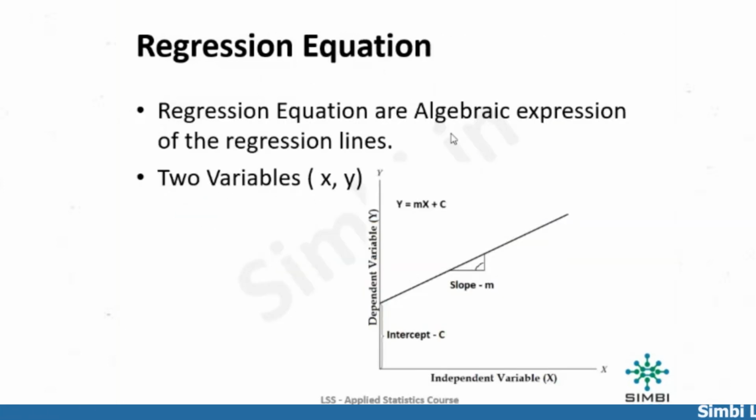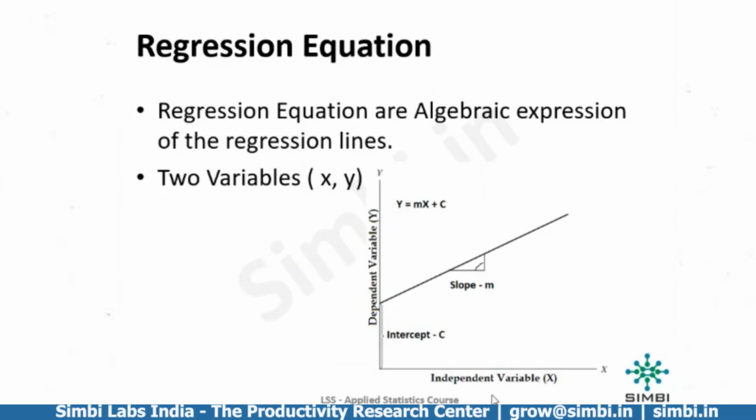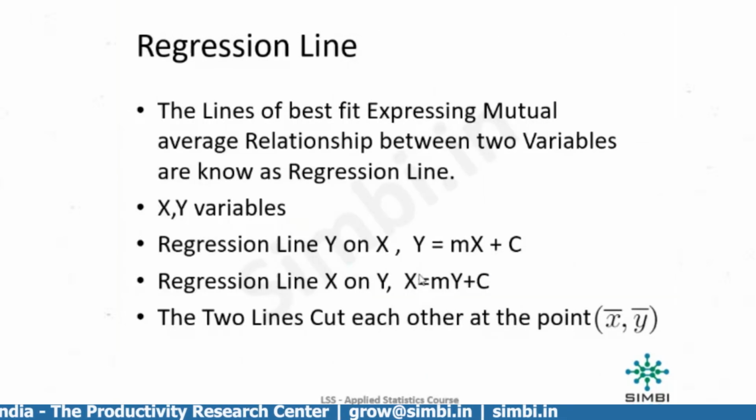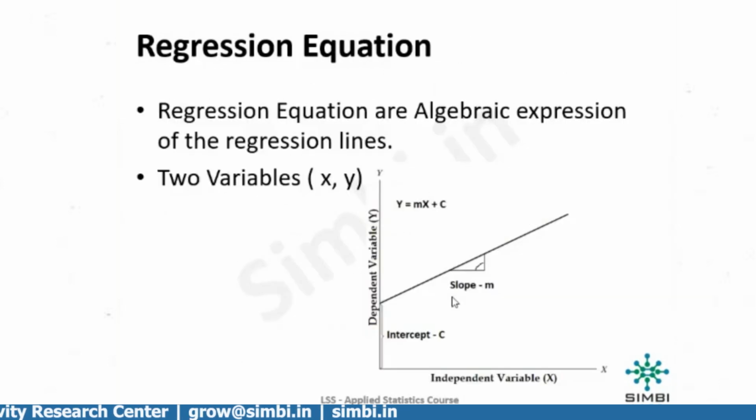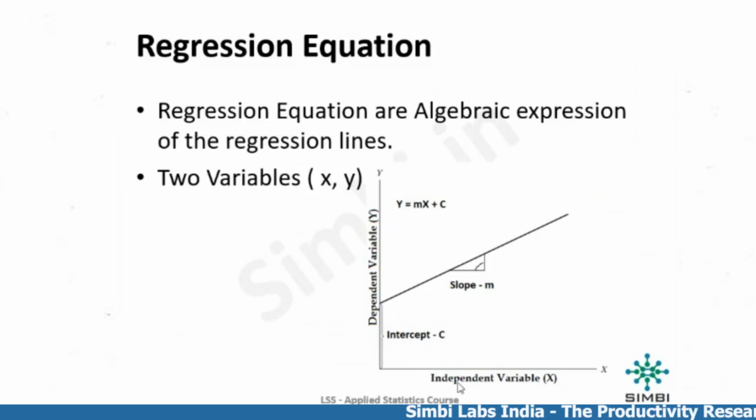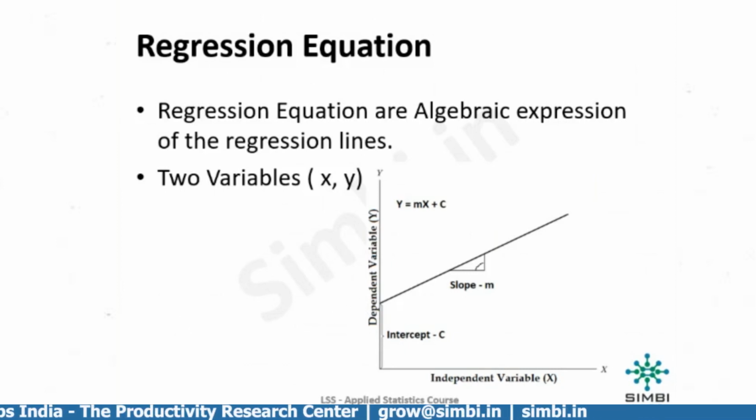So the regression equation we can see here for the two variables: y equal to mx plus c, and x equal to my plus c. Here we can see the slope, m, and the intercept, whatever the value here is, that is the intercept value of c. So like that, for the independent variable and dependent variable, we can do the linear regression calculation.